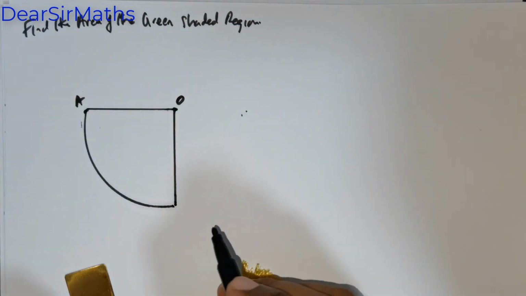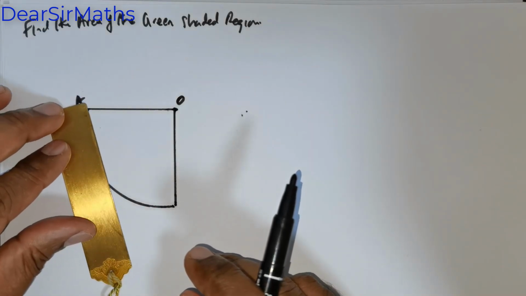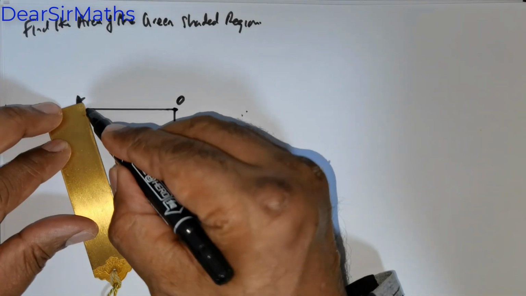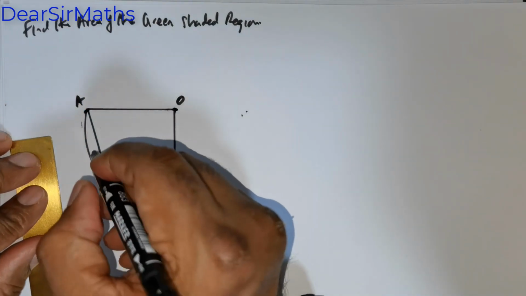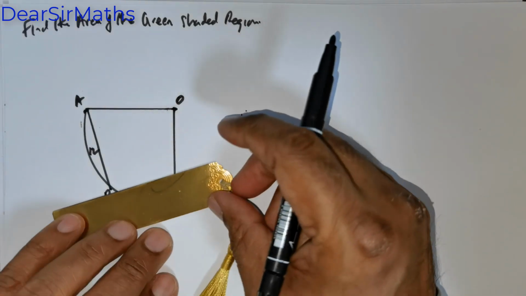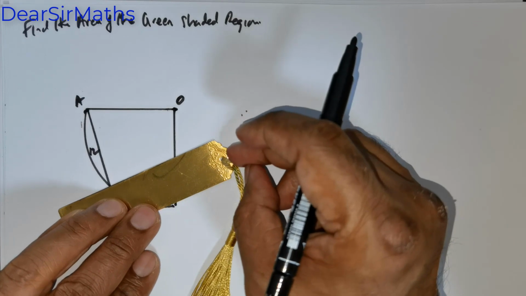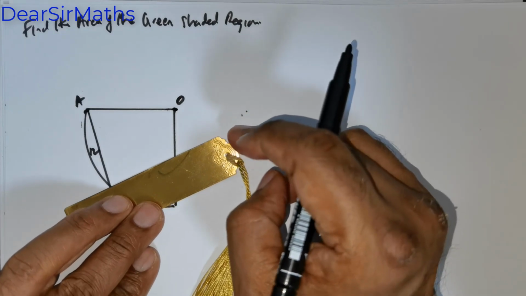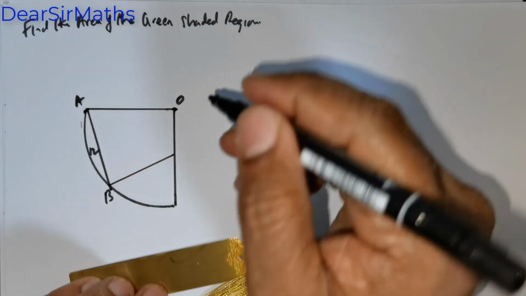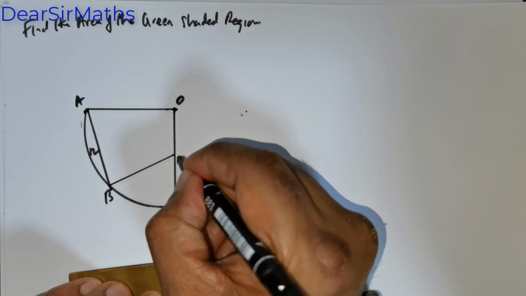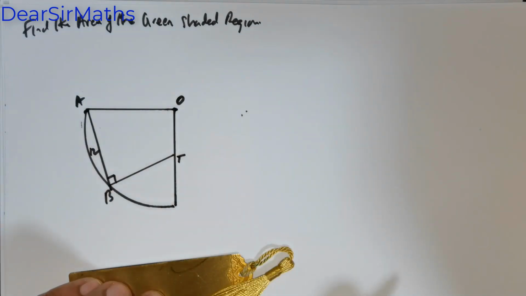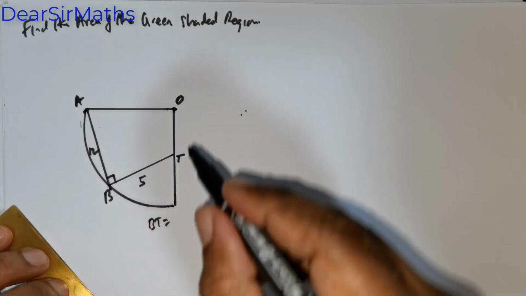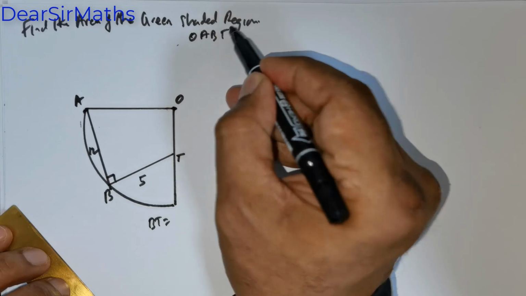This is OA, and from A there is a hit. From A we got a hit at this point B, and AB is 12 units. Now from B there is a hit. I have to be careful when I'm drawing this point. So this is taken to be T, and there is a 90 degree there. Now BT is given to be 5 units, and we are expected to obtain the area of the green shaded region, which is OABT.